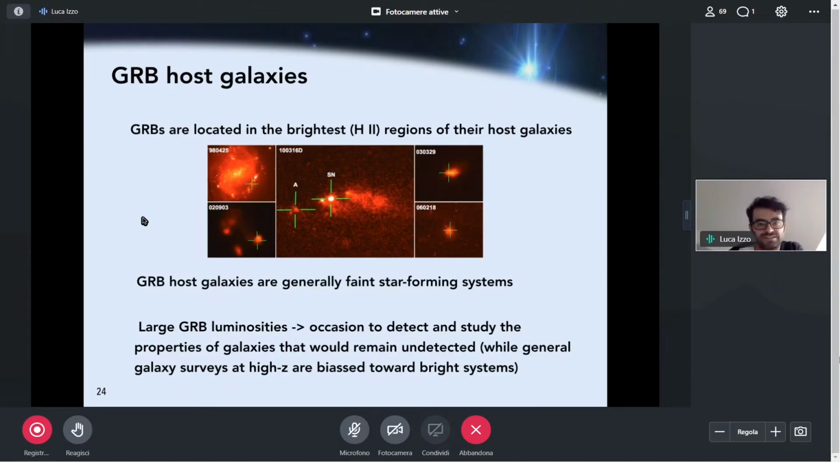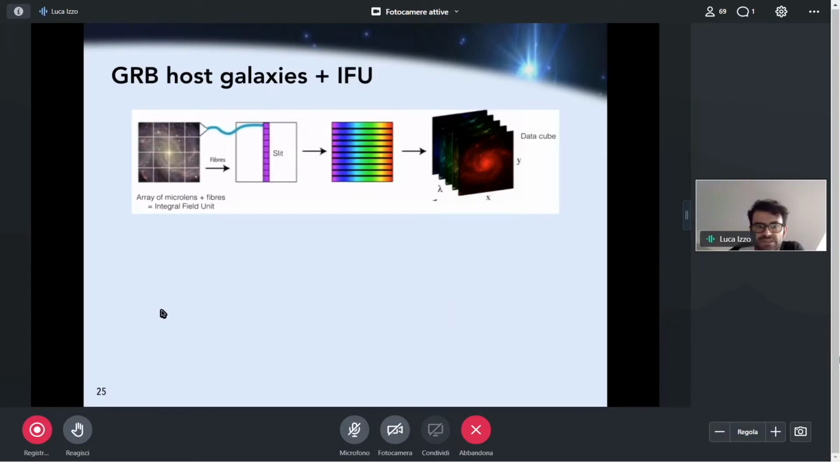Some of the brightest regions in the host galaxy, since we have the formation of stars. And with the use of new advanced detectors, such as the integral field unit, that are, briefly speaking, in a few words, I'll try to explain this kind of detector.